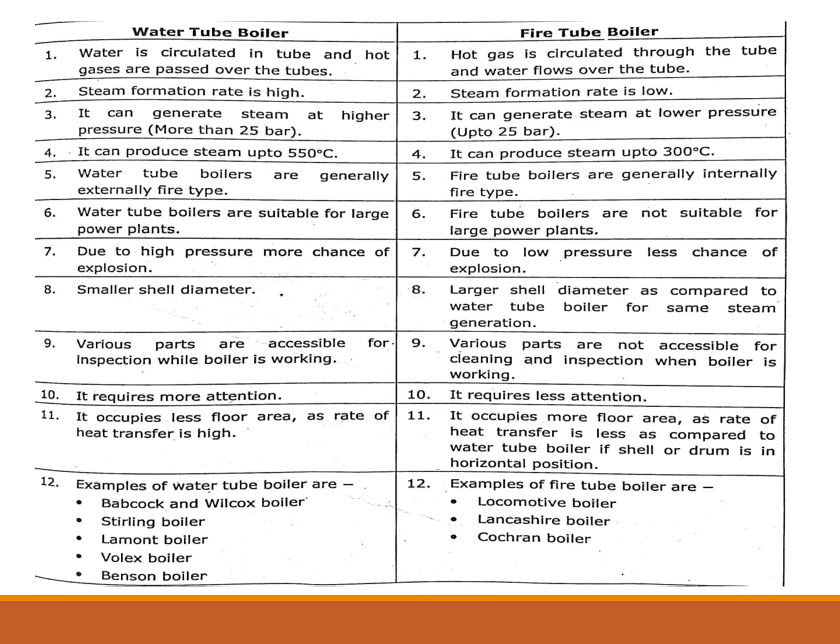Water tube boiler requires more attention. Fire tube boiler requires less attention. Water tube boiler occupies less floor area as rate of heat transfer is high. Fire tube boiler occupies more floor area as rate of heat transfer is less as compared to water tube boiler, if the shell or drum is in horizontal position.